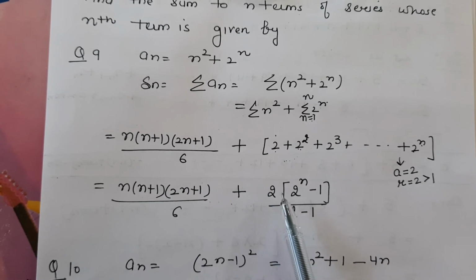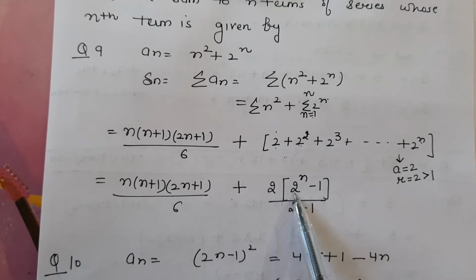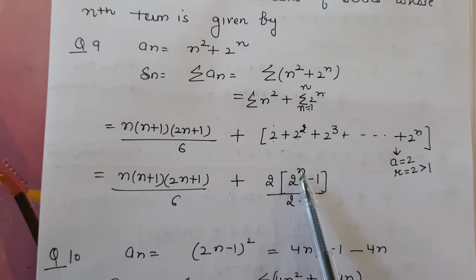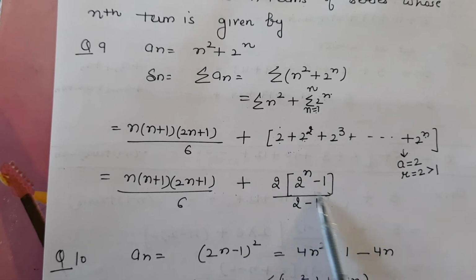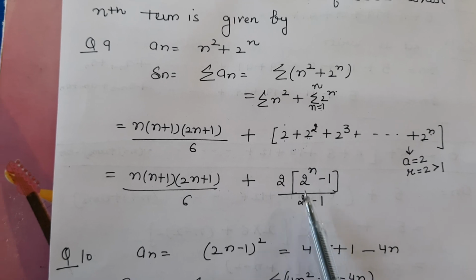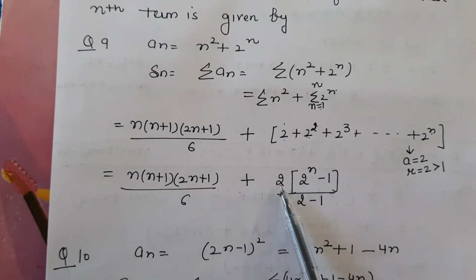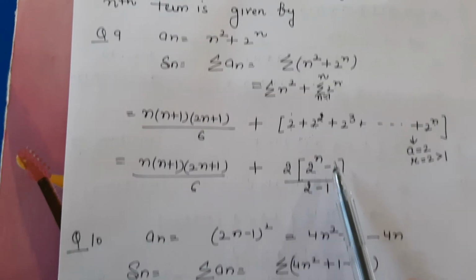Sum of n terms of GP, a is 2, r raised to the power n, 2 raised to the power n minus 1 upon 2 minus 1, r minus 1. Now 2 minus 1 is 1. In next step, you can simply write this factor as 2 into 2 raised to the power n minus 1.